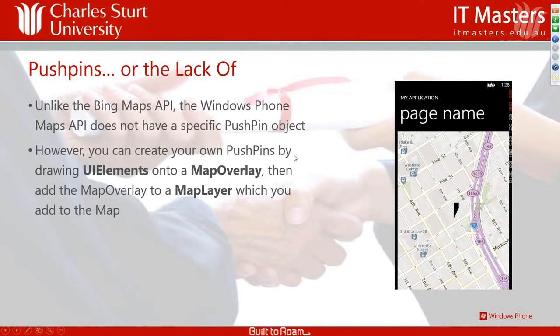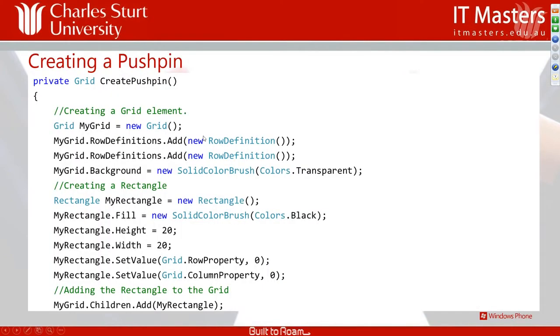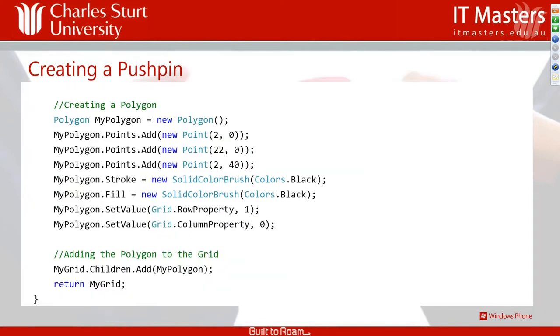Okay, so essentially the strategy for creating your pushpins is that you just need to create UI elements, put them on a map overlay, and drop that map overlay onto the map layer, which is then placed on the map. Let's have a look at this in code. This is a method called createPushpin, and it's just creating a bunch of XAML, or UI controls, starting with a grid, and populating that so it looks like a pushpin. Okay, so that's essentially our method for creating that pushpin.